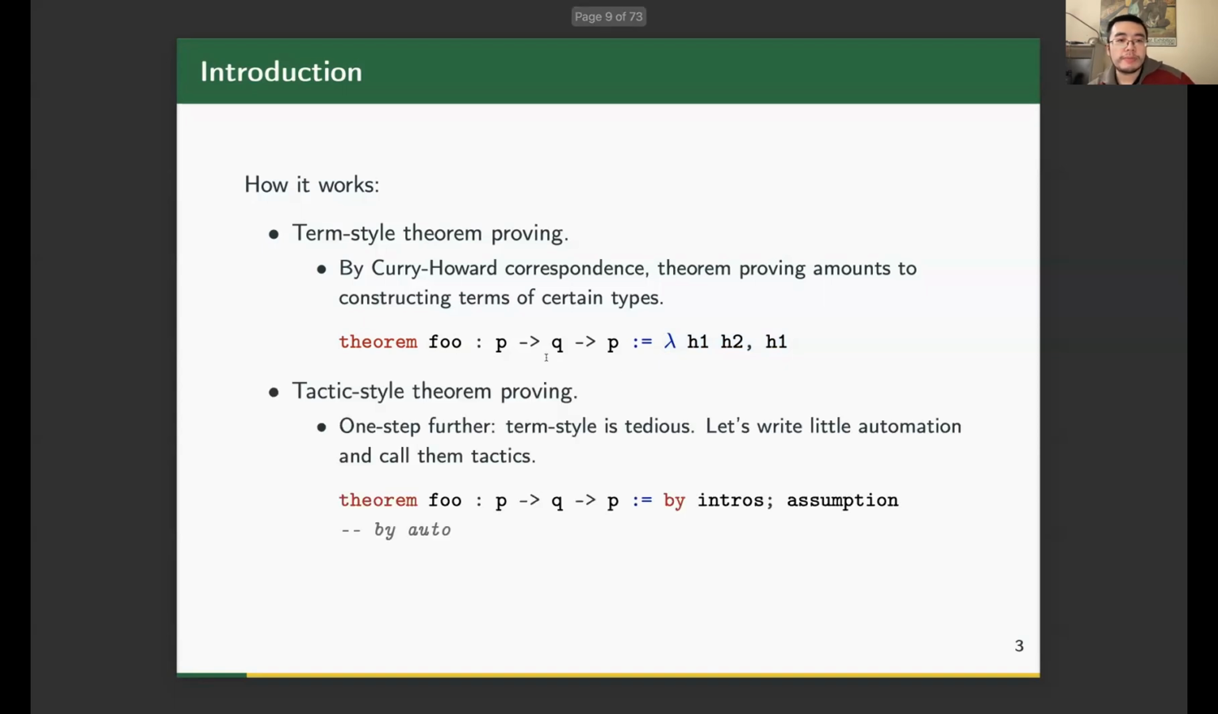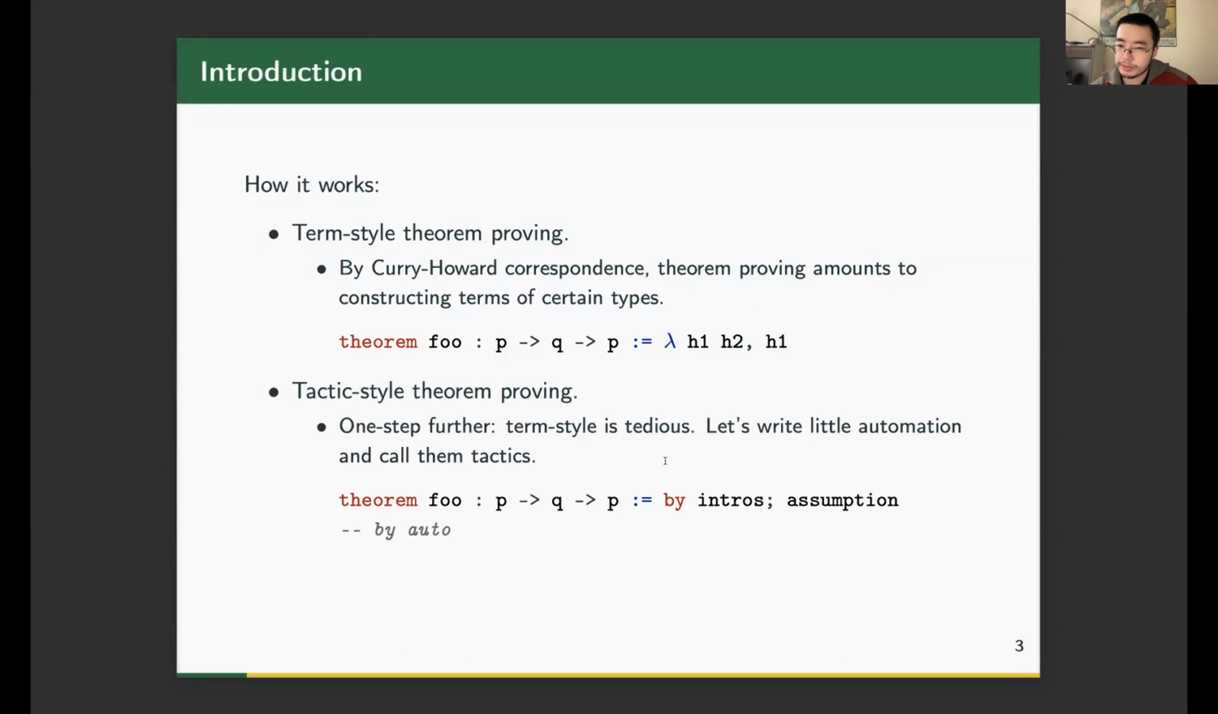Okay, but this kind of term style theorem proving is tedious because you have to fill in every detail of the lambda term, right? Sometimes you don't want to do that, especially when the statement gets more complicated. So we have the tactic style theorem proving. This is one step further. We say that term style is really tedious.